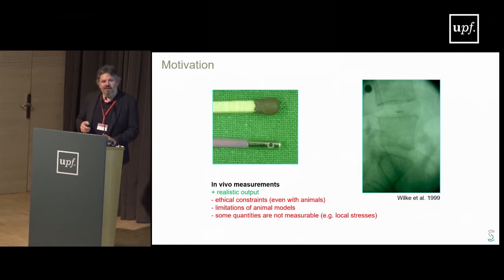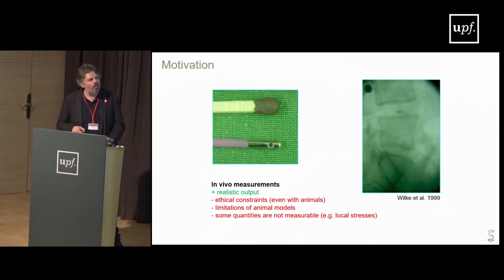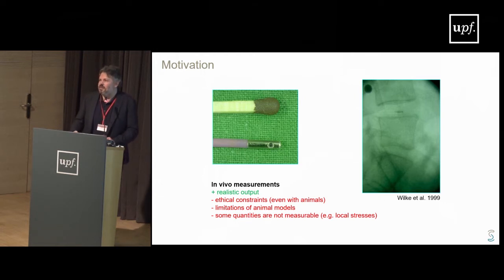And the other big disadvantage is that some quantities are not measurable. We can measure the stress, the pressure in the middle of the disc, but we cannot measure, for example, the strain in the collagen fibers. We don't have the sensor to do that. We don't have the technology. And so we have quite limited choices of the type of outputs that we can measure.